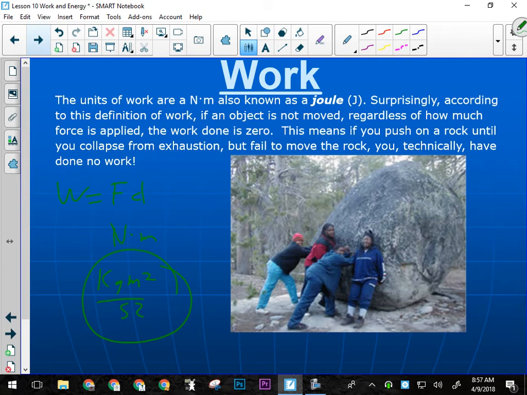So we could say that certainly the rock is not having any work done on it, but there could still be work in the system. Their muscles are going to shorten because they contract when they use them, things like that. So if you push on a rock for all eternity, it won't make any difference. You won't accomplish any work, because technically you don't move the rock.